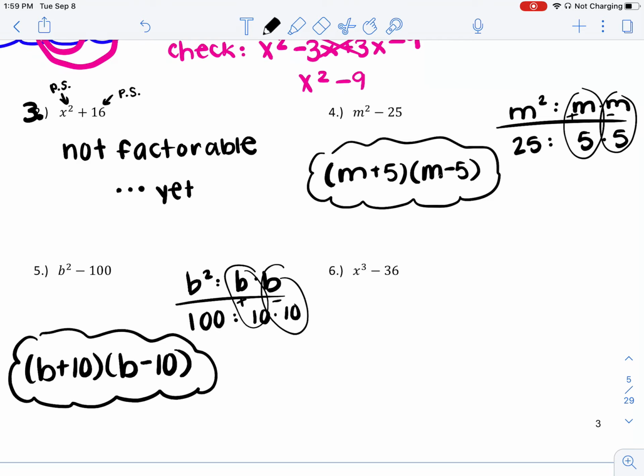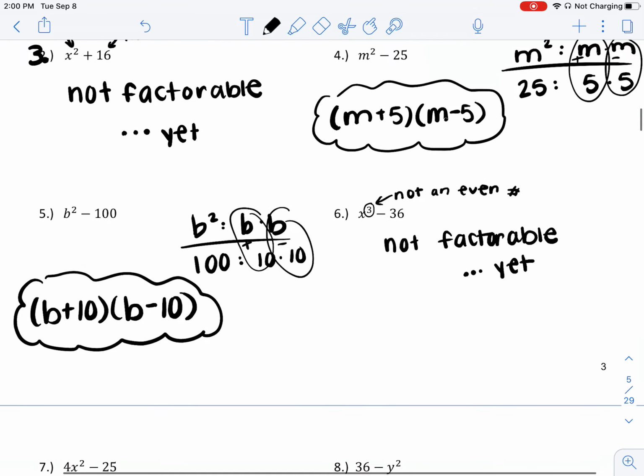Number 6 is actually not factorable. And same thing, we're just going to put "yet" because we might be able to factor it in a few months once we've learned some more stuff. The reason it's not factorable is because I have an exponent that is not an even number. In order for there to be DOPS, it needs to have an even number in the exponent. So x to the third is not a perfect square because the exponent is not even. So we can't do anything with that one.